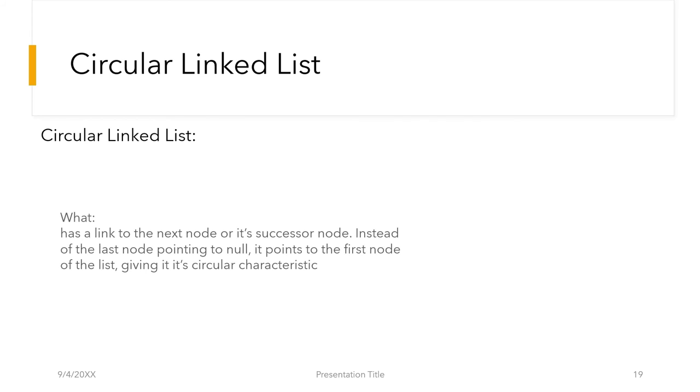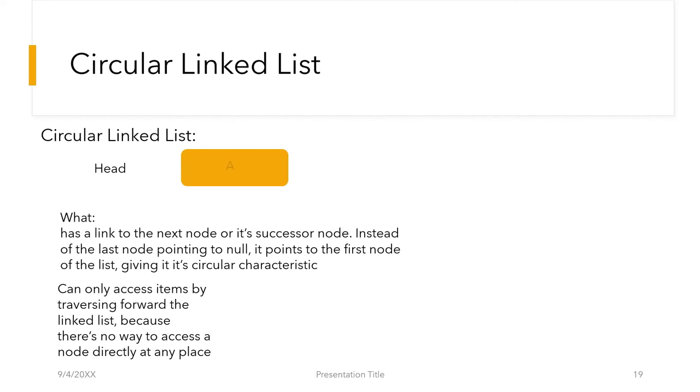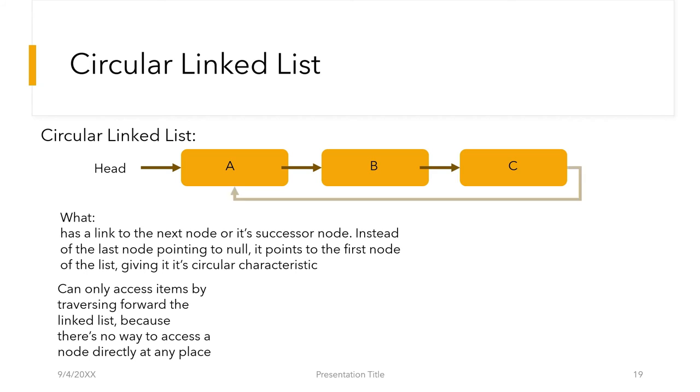Circular linked list. From the name itself, this type of linked list runs in a circle. Its characteristic, rather, is that it runs in a circle, meaning it doesn't have an end, and any point in the list can be your starting point, since the last node has a link with the first node of the list, giving it its circular direction or characteristic.